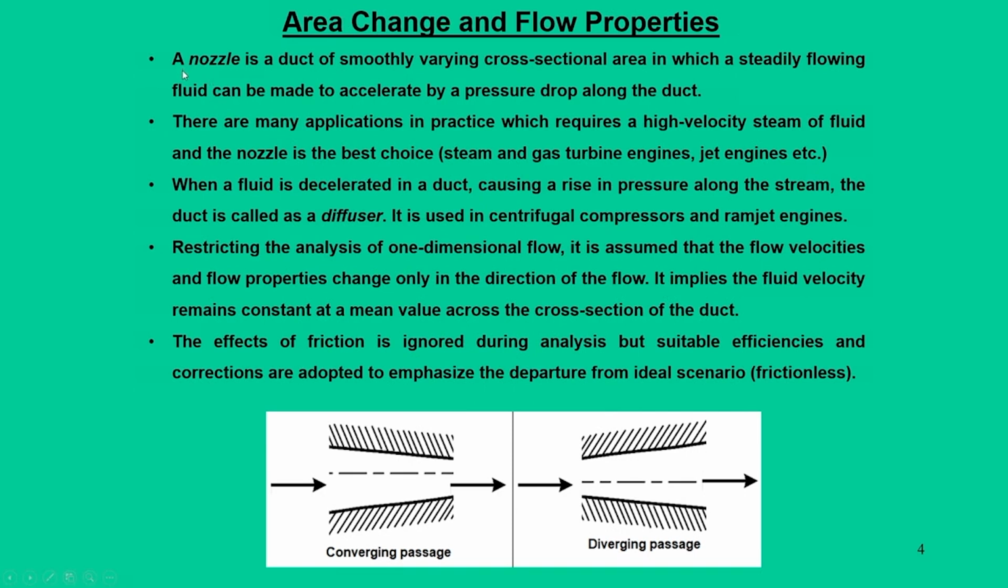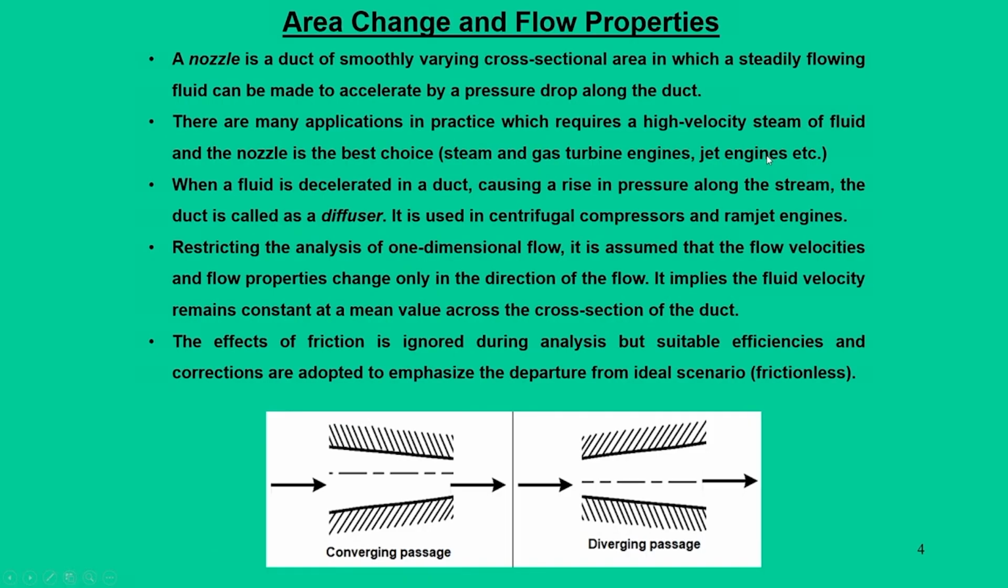By definition, a nozzle is a duct of smoothly varying cross sectional area in which a steadily flowing fluid can be accelerated at the expense of pressure drop. Why does the pressure drop have to happen? Because steam is in superheated conditions of very high pressure and temperature. The nozzle has many applications in practice, where we require a high velocity stream of fluid, and for that nozzles are the best choice. So, we have steam and gas turbine engines, jet engines.